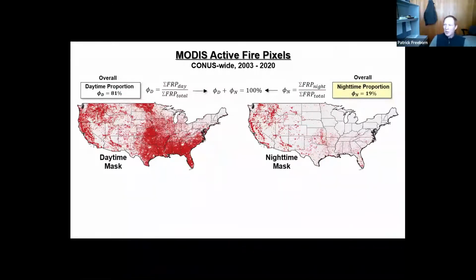Makes sense, right? You've got lower fire intensities, you've got smaller instantaneous active fire areas at night, you would expect a lower proportion of nighttime fire radiative power.